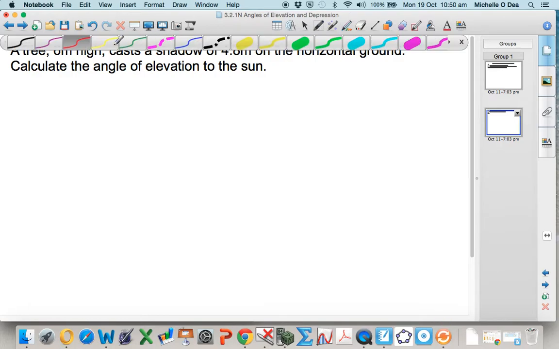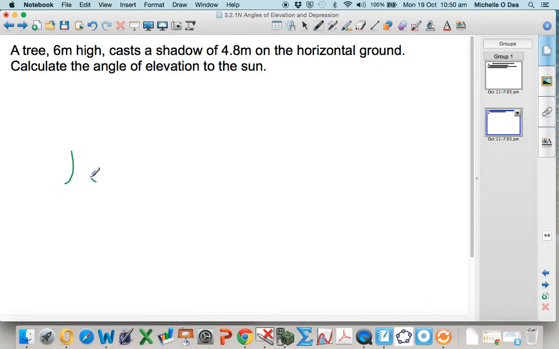So now we have a tree. Let's test my amazing art skills. So we have a tree 6 meters high. So our tree here is 6 meters. It casts a shadow of 4.8 meters on the horizontal ground. So this is 4.8 meters. Calculate the angle of elevation of the sun.